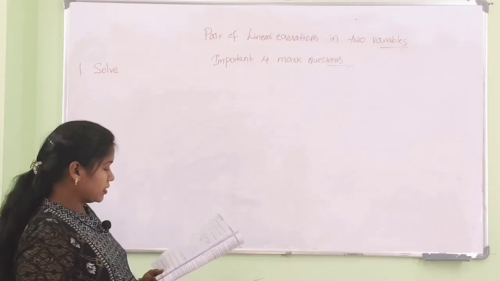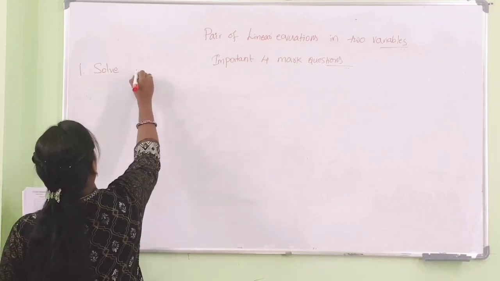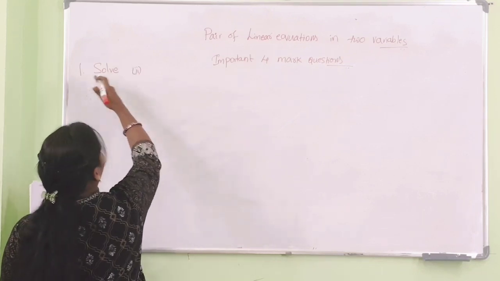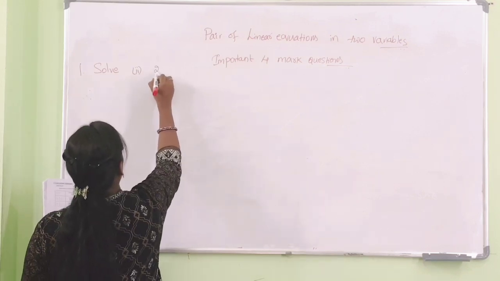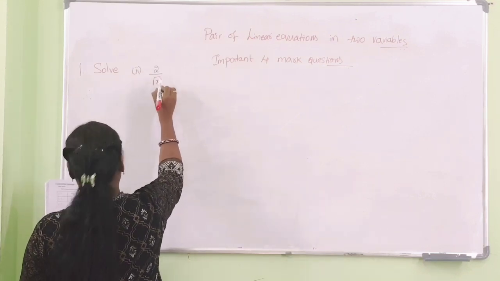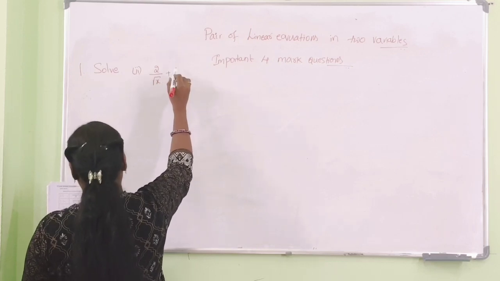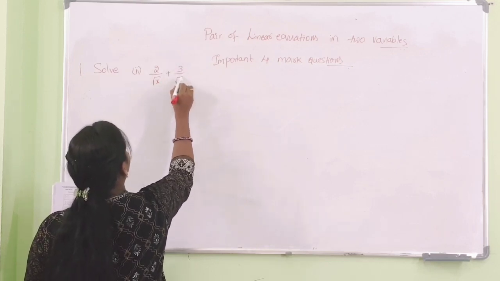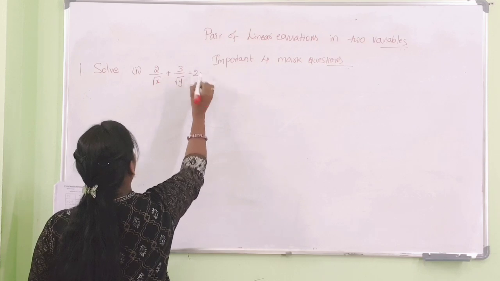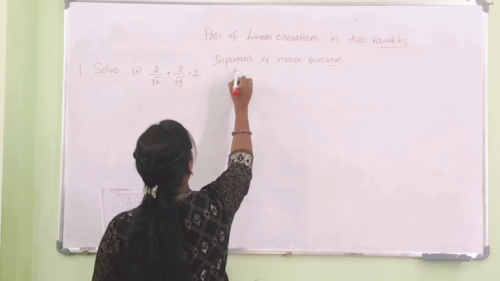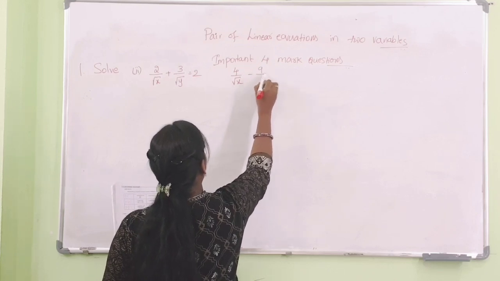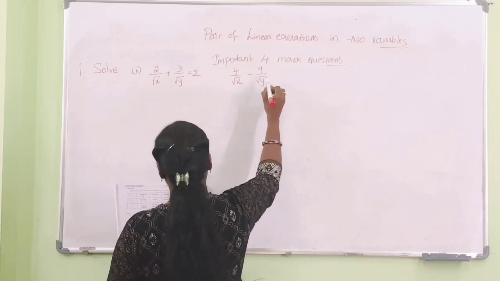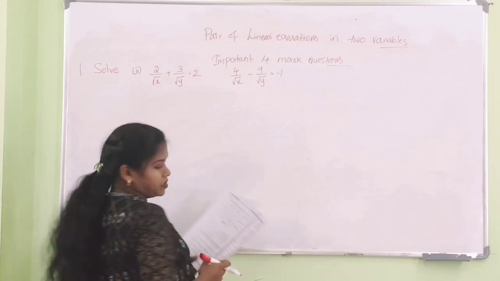And the next one is, in this first problem itself, I am going to solve 5 problems. In that second problem, that is 2 by root x plus 3 by root y is equals to 2 and 4 by root x minus 9 by root y is equals to minus 1.